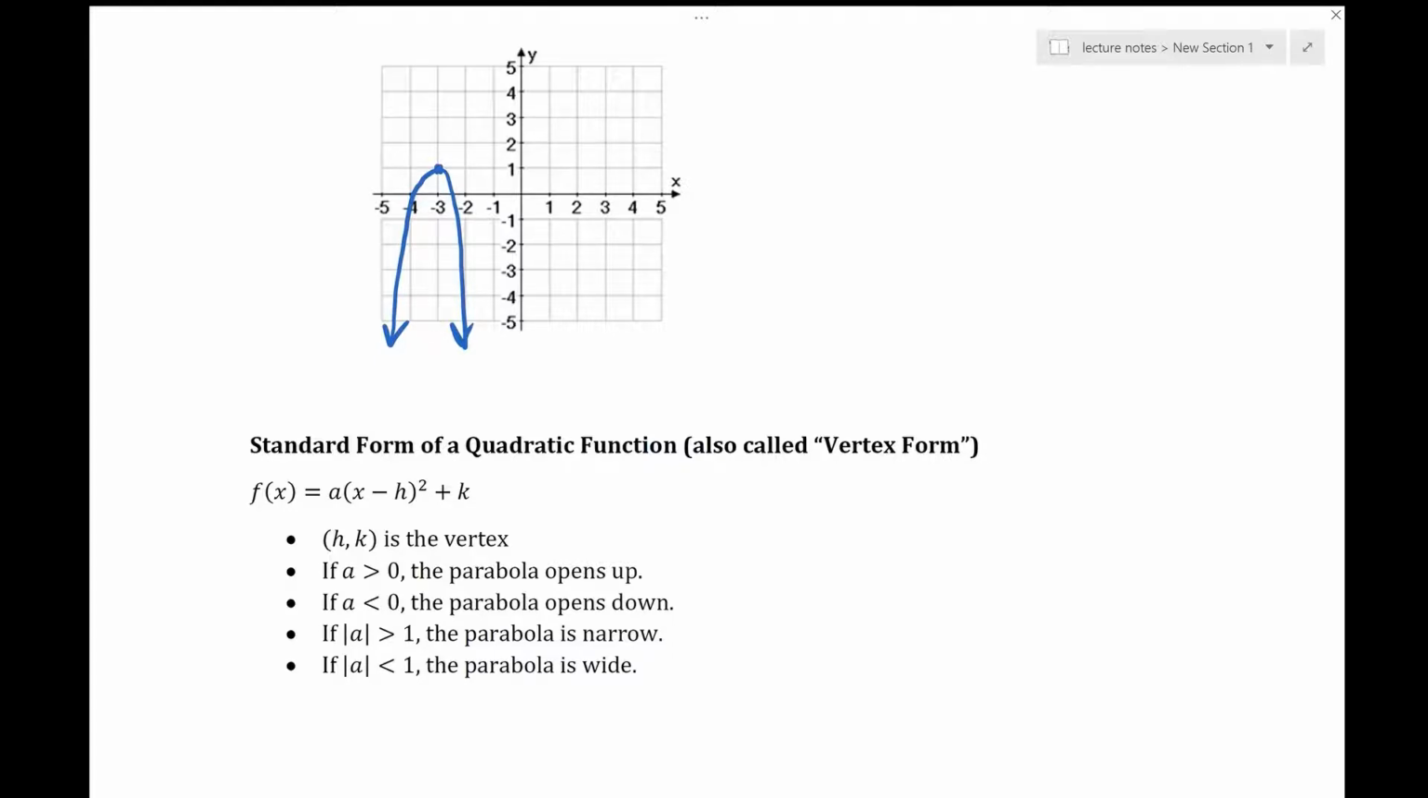If a is greater than 0, like we mentioned, the parabola opens up. If it's less than 0, it opens down. And what we've learned in this video is that if the absolute value of a is greater than 1, then the parabola is narrow. But if the absolute value of a is less than 1, the parabola is wide. And we use absolute value here because a itself can be positive or negative, which just flips the graph either upward or downward. But it's the number itself, whether that's greater than or less than 1, which tells us whether the parabola will be narrow or wide.